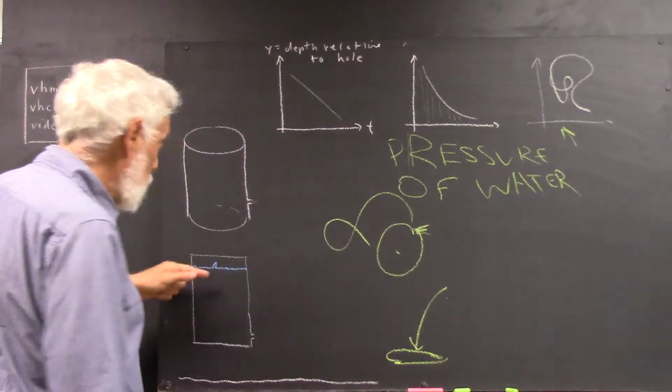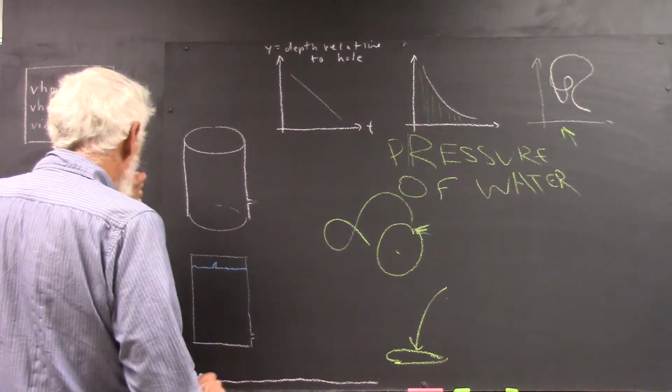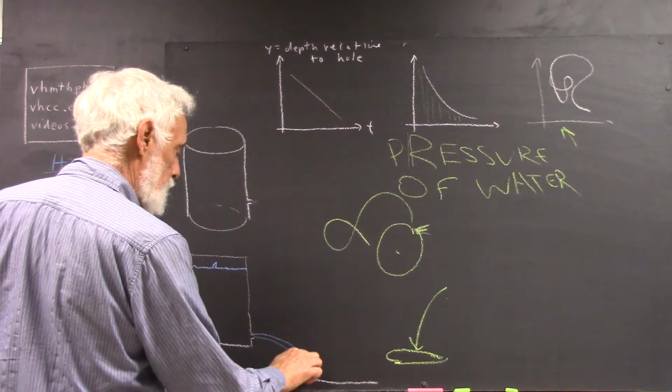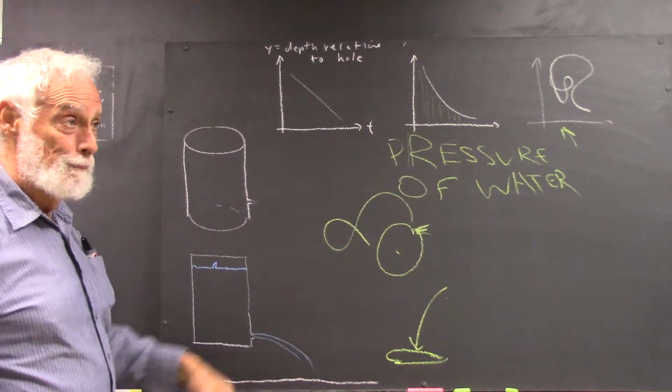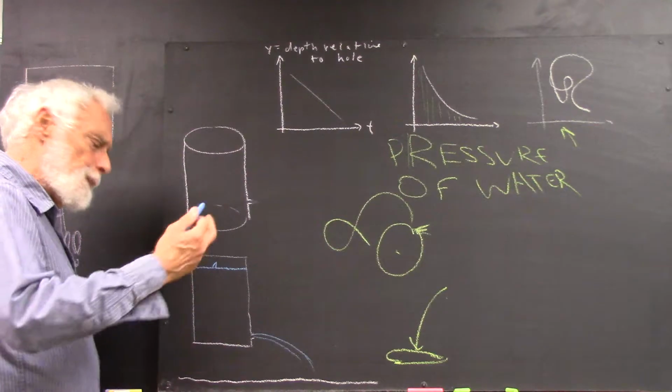Okay, so what happens when you take your thumb off of this hole? Water just flows out. Okay, what shape does this make? Makes a parabola. It's a parabola, actually, or very close. There's some air resistance involved.